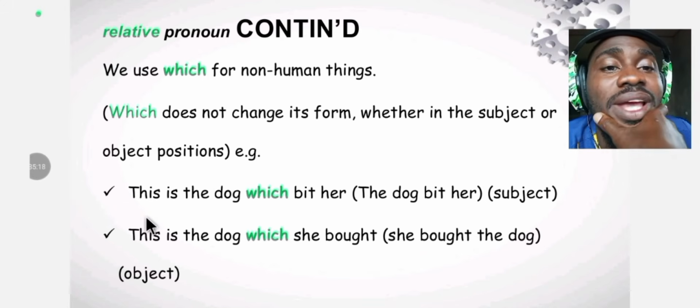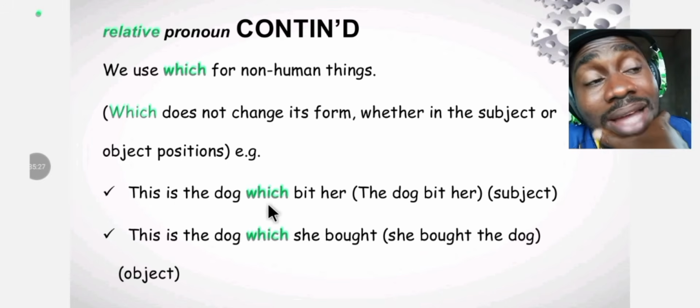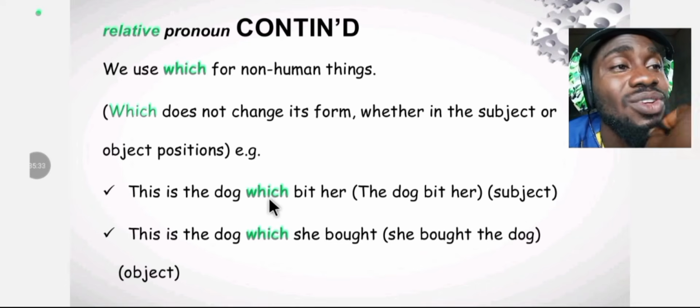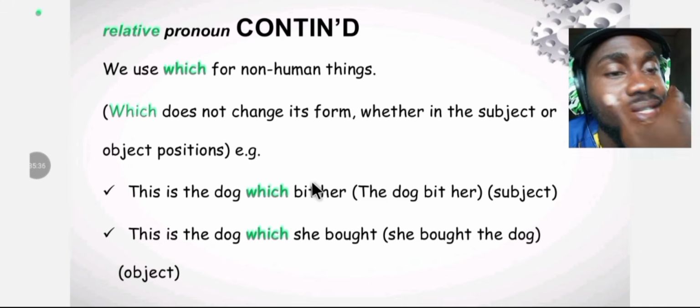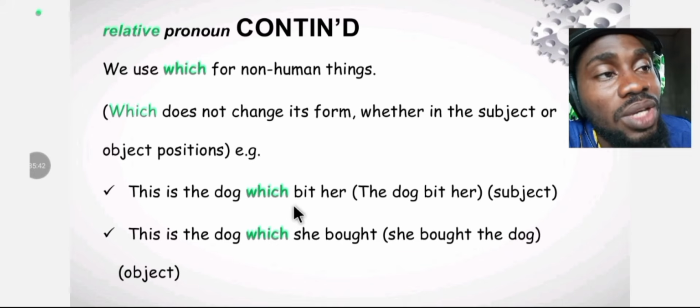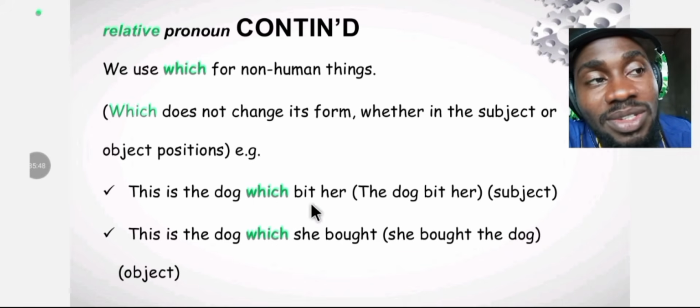So the first example we have here is, this is the dog which bit her. The dog bit her, subject position. And you know why this is called the subject position? Because which, in the subject position, is located on the left hand side of the verb. The verb here is bit, the past tense of bite. So anything located on the left hand side of the verb is the subject. So that's why which occupies the subject position here.